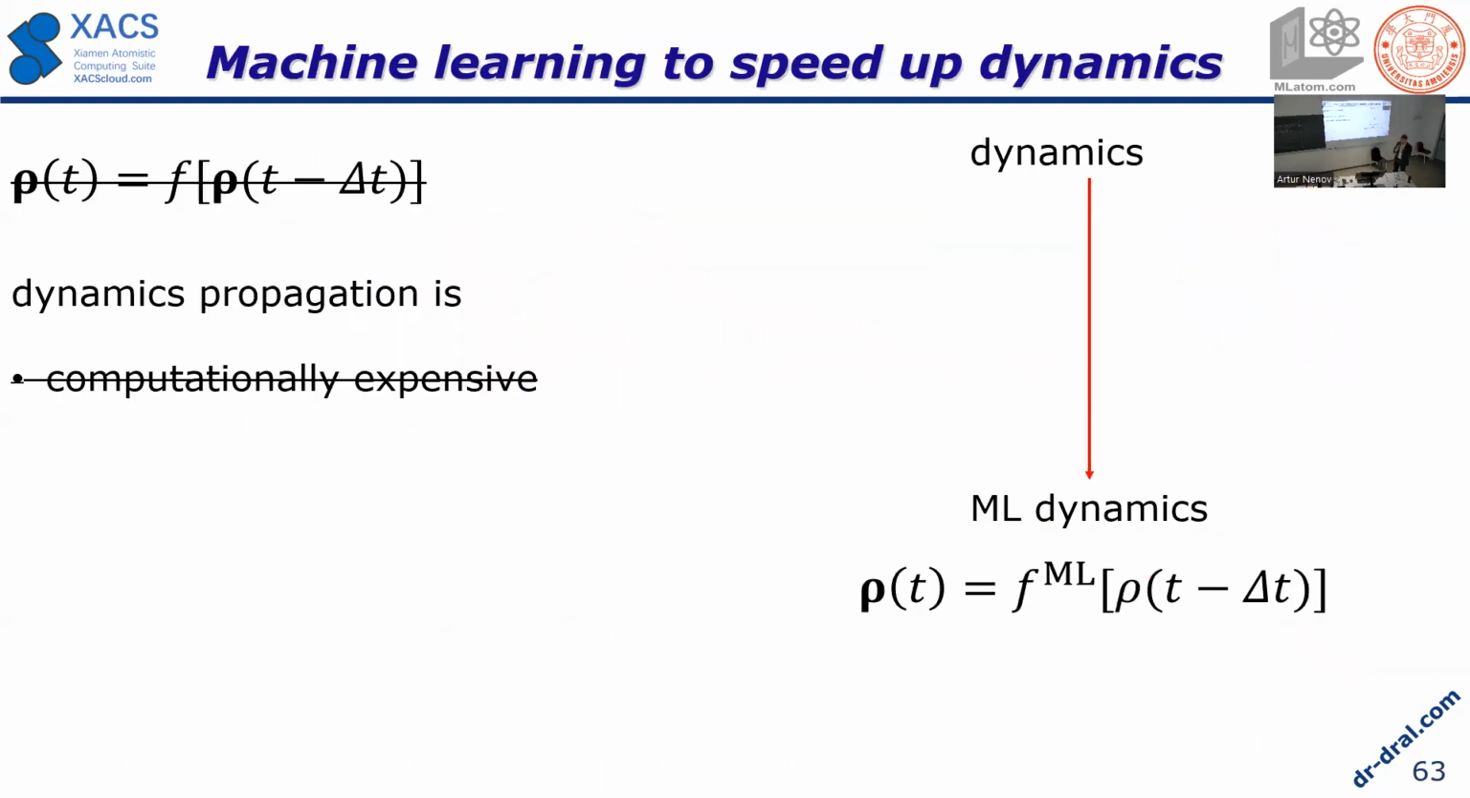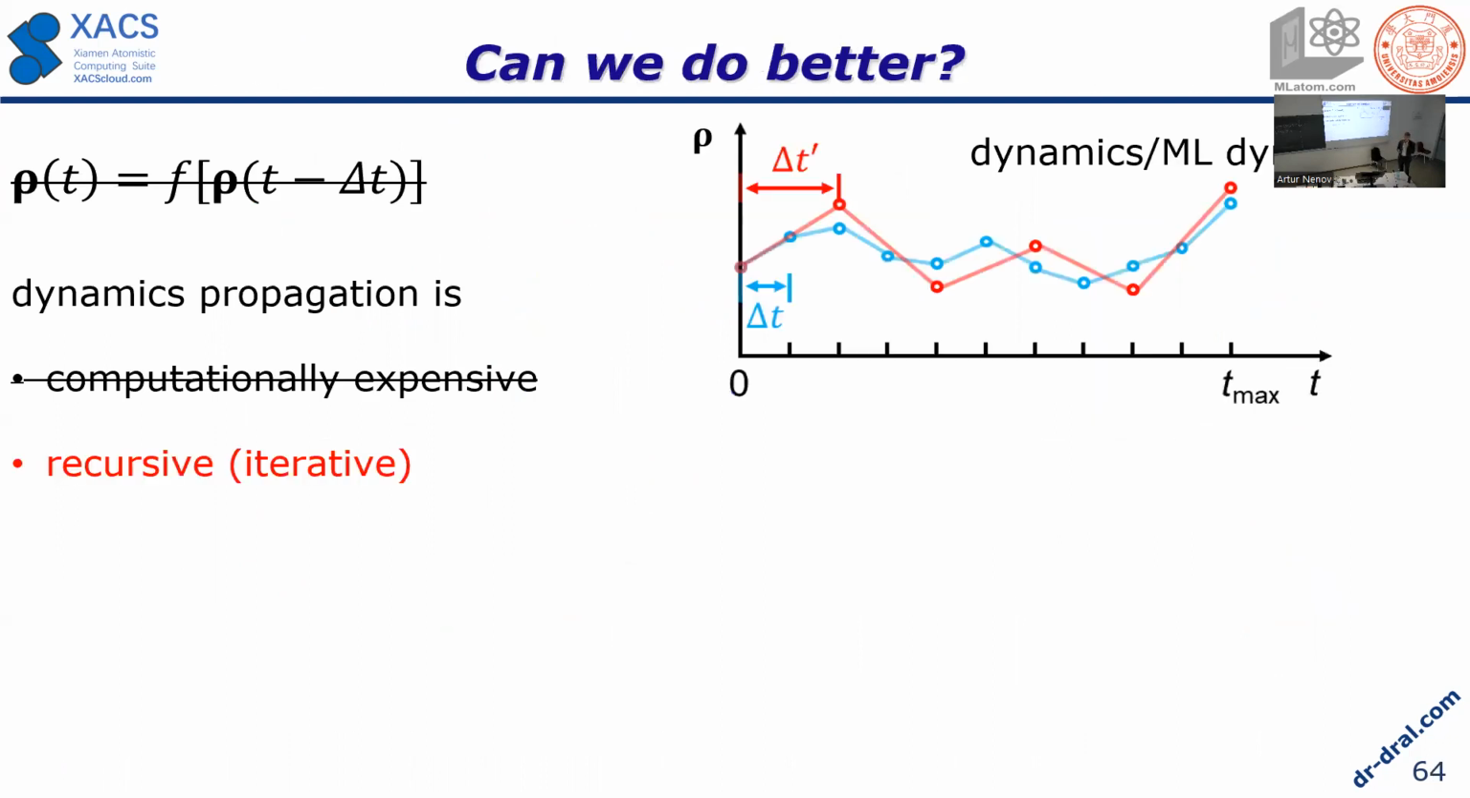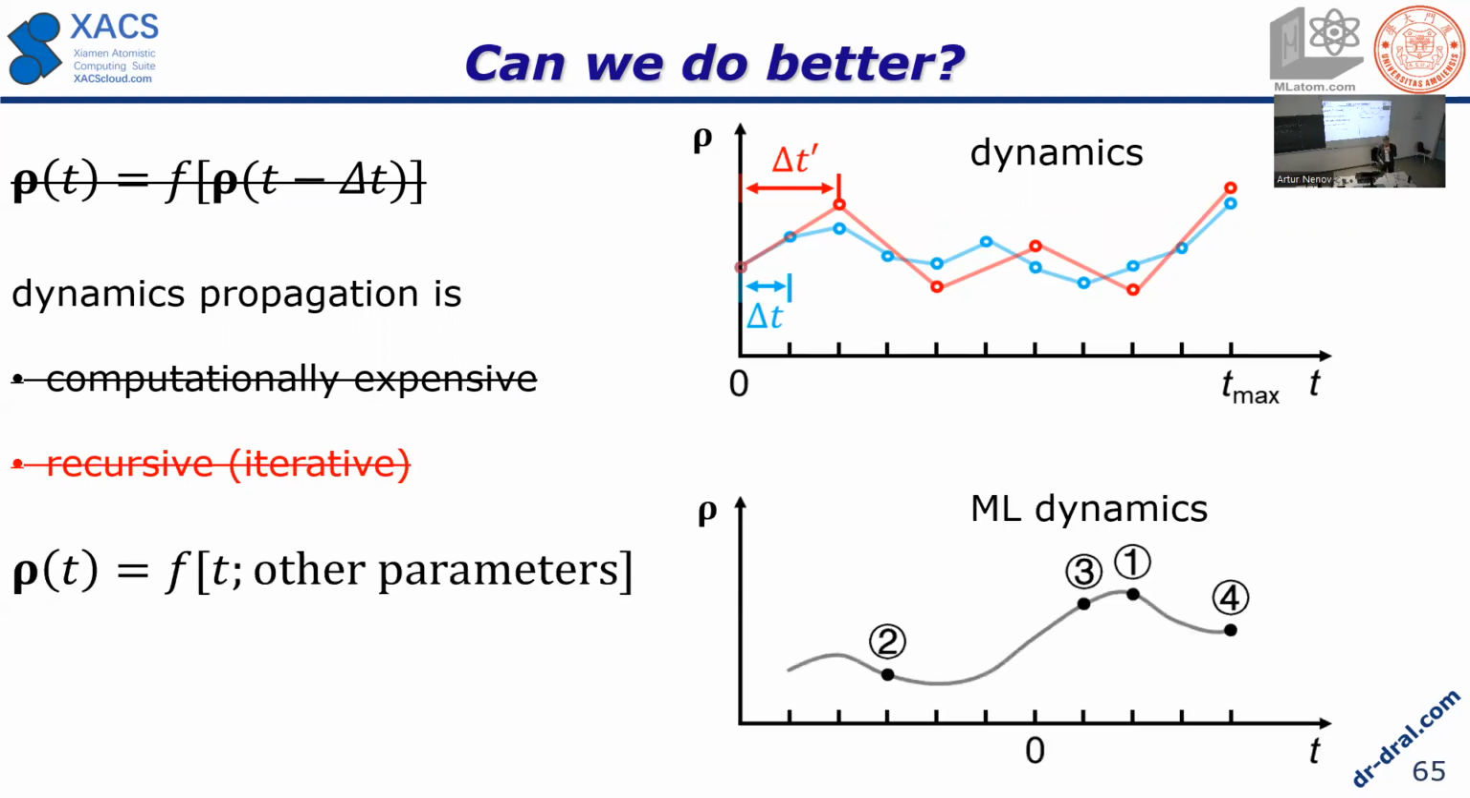Then the main message from this part would be that actually you don't need to do it recursively. Because usually we do dynamics recursively, one step at a time. Then it depends on the time step, so your dynamics will be different. You cannot predict something in between. You cannot predict something farther apart, so it's slow. There is no way to make it fast. It's a sequential process, right? But with machine learning, you don't need to do this. You can predict any property at any time as a function of time.